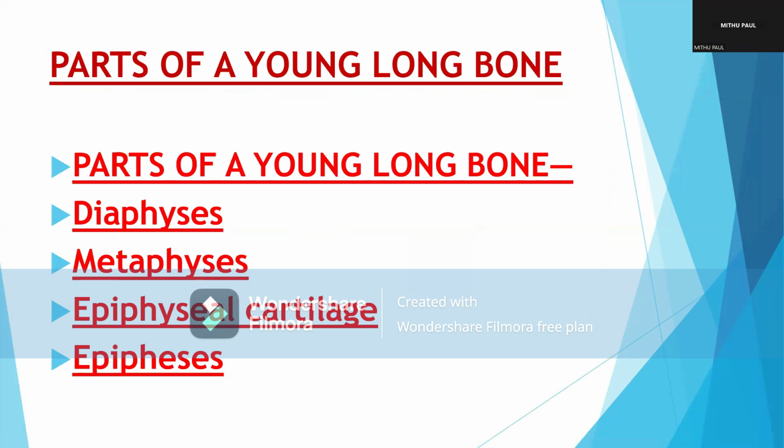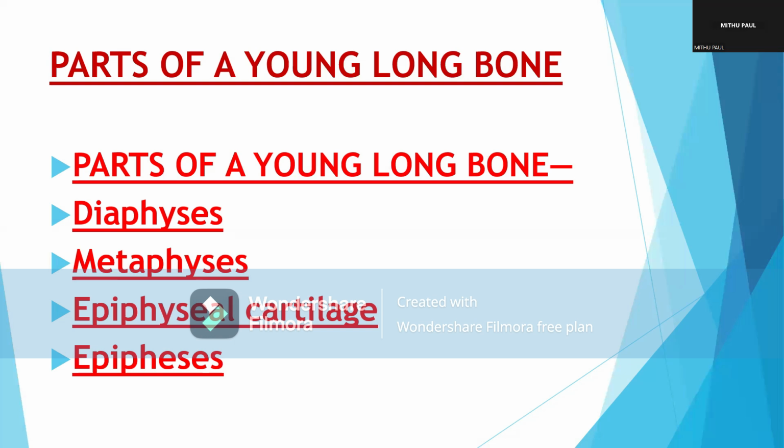Now, the second topic, the parts of a growing long bone. A growing long bone, you can think of it to be any of the long bones lying in your extremities. Suppose we are saying the humerus, or the femur. Then any of these long bones have these four parts. The end parts are the epiphysis, and the part lying between the epiphyses is the diaphysis. The part of the diaphysis which is lying nearer to the epiphysis is the metaphysis.